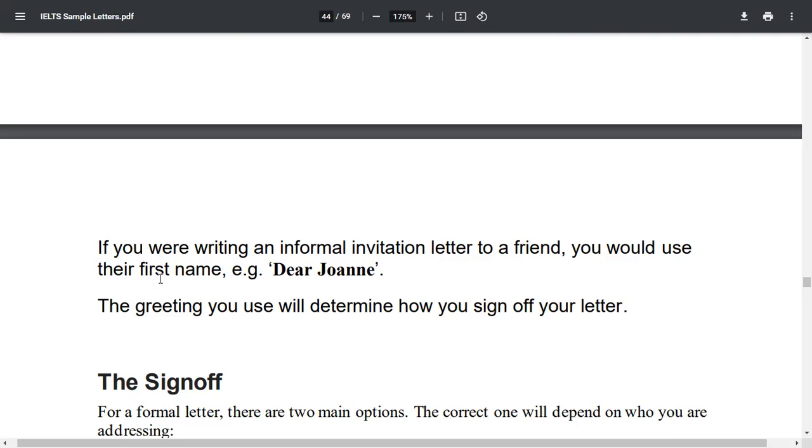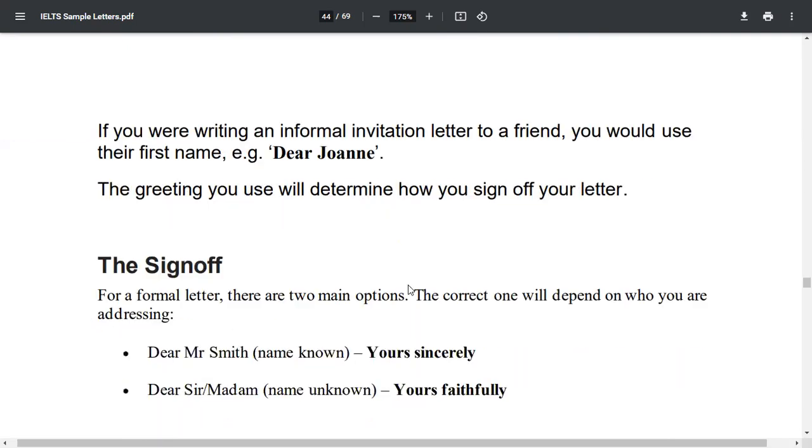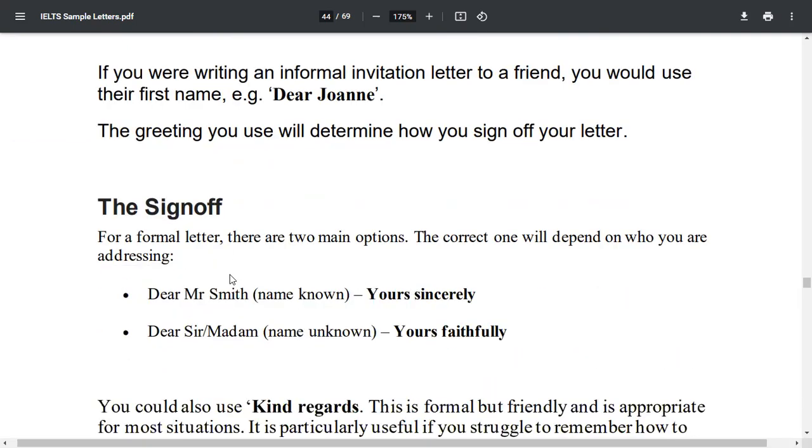So then you start by "Dear" and the first name of the receiver, and then you end the letter by, for example, "Keep in touch," and then your first name only. Okay, for example, "Dear Joanne." So the greeting you use will determine how you sign off your letter. The sign off. For the formal letter, there are two main options. The correct one will depend on who you are addressing, okay?